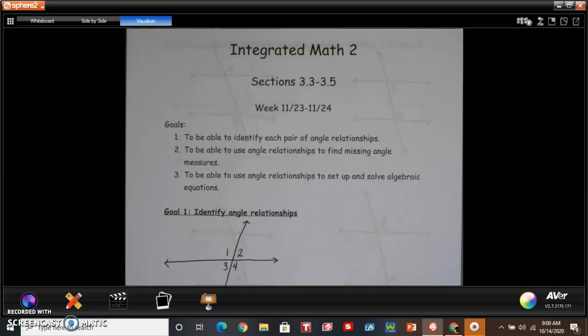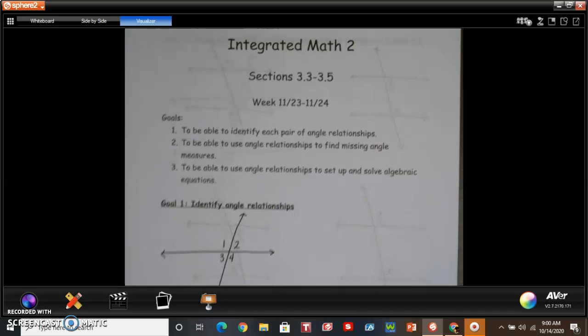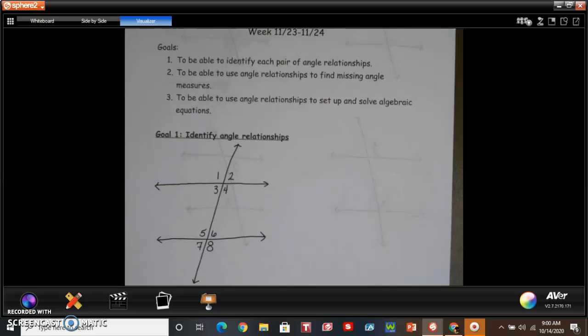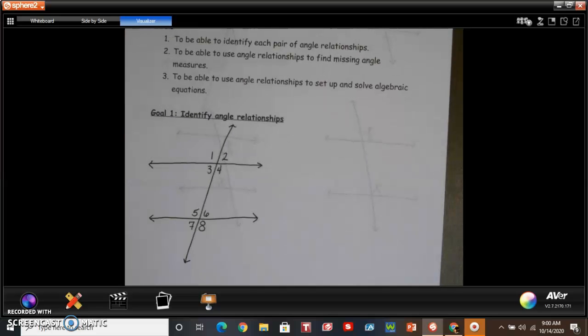We're going to be able to identify each pair of angle relationships, be able to use angle relationships to find missing angles, and to be able to use angle relationships to set up and solve algebraic equations. So let's start with goal 1, being able to identify angle relationships. So, what are these angle relationships? There are 4 of them that we're going to talk about. But before we can talk about them, let's talk about our figure that we're looking at right here.